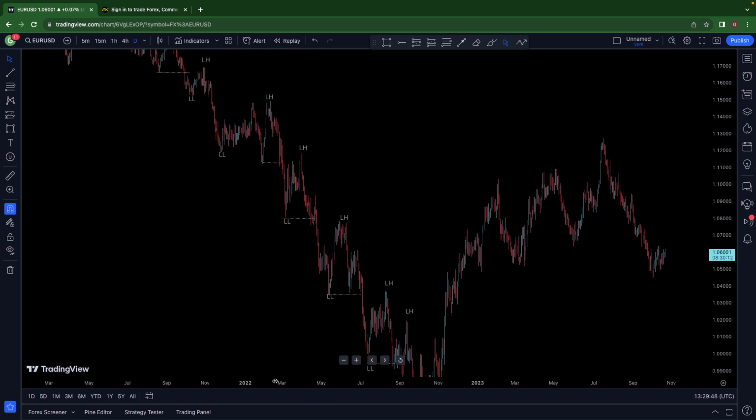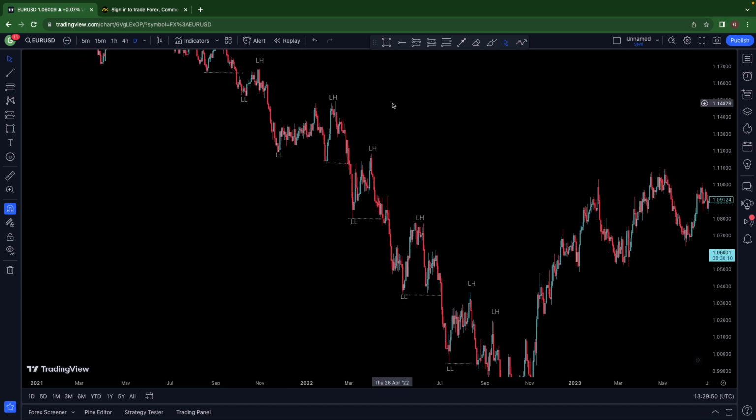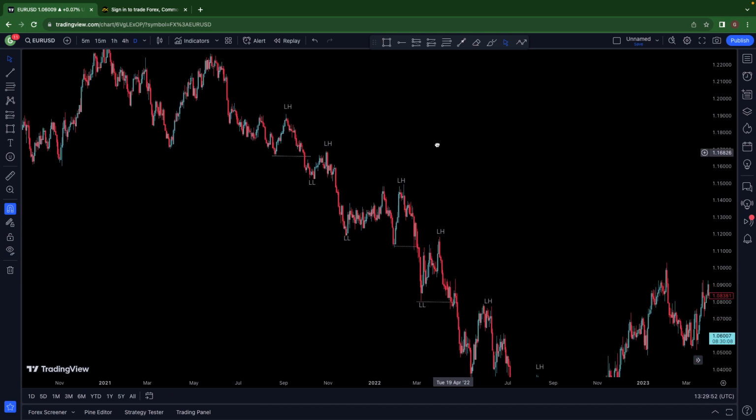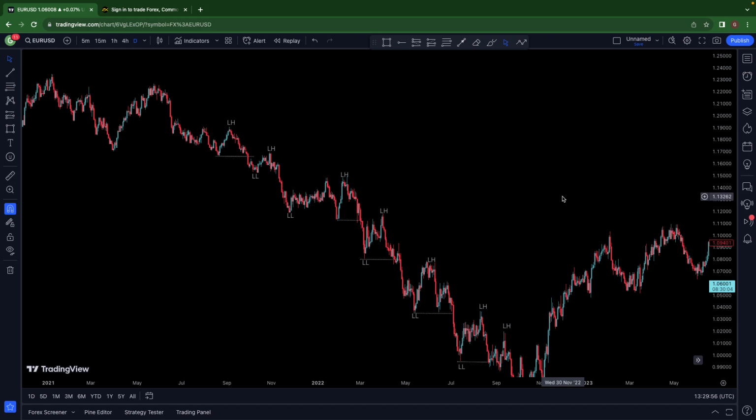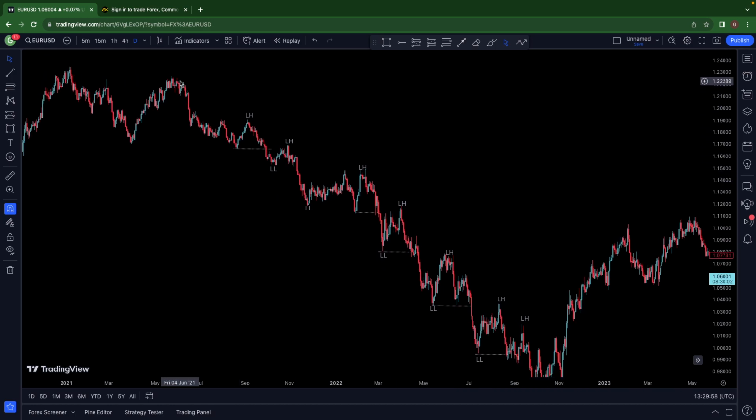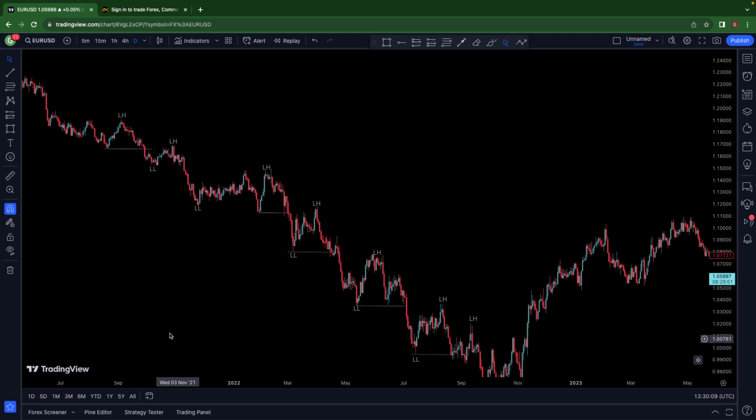So let's go to our chart, if I can explain better. If you look at this chart that we have right here, you can see that the market is trending downwards. So what does this mean? This is a downtrend market. And how do we know this is a downtrend market?